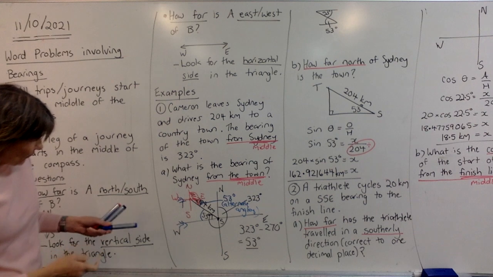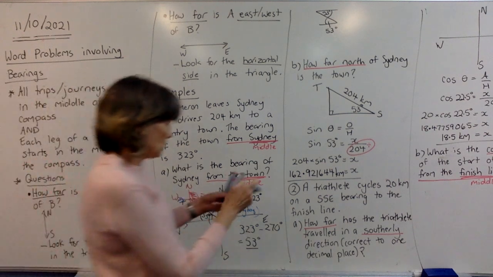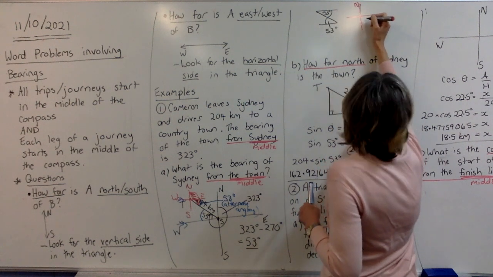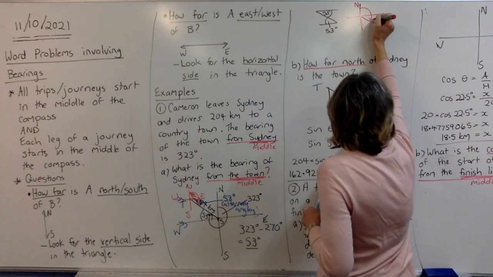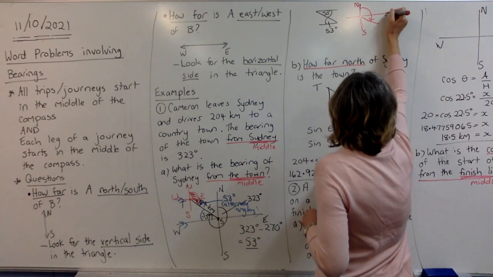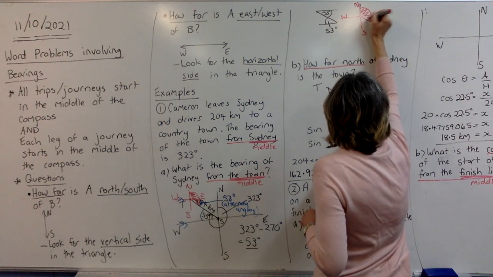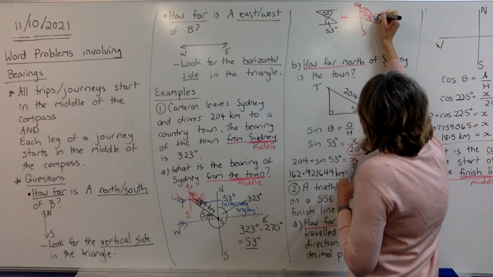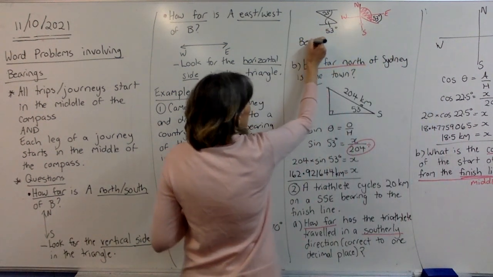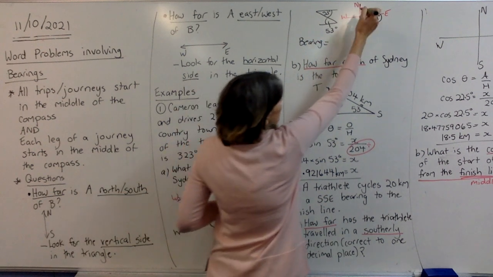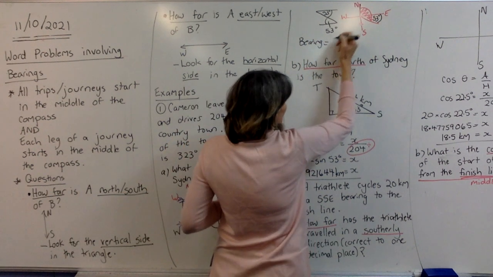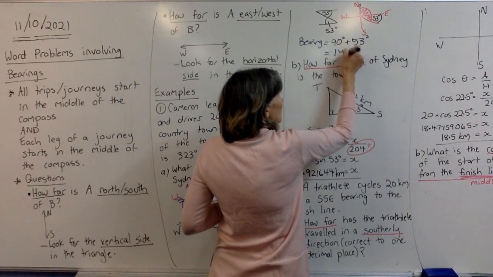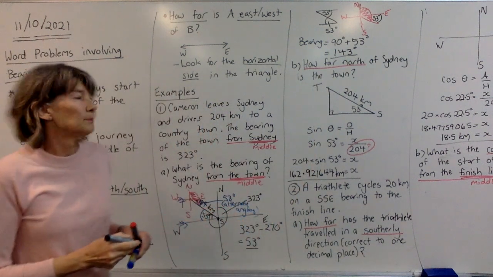So now, if that's 53 in there, this is what I'm looking for. I'll just draw the bit I need. Looking for this. That's the angle I'm looking for. And I've just found that this one here is 53, this little piece here. So our bearing for that whole red angle is going to be 90 plus 53. And that equals 143 degrees.